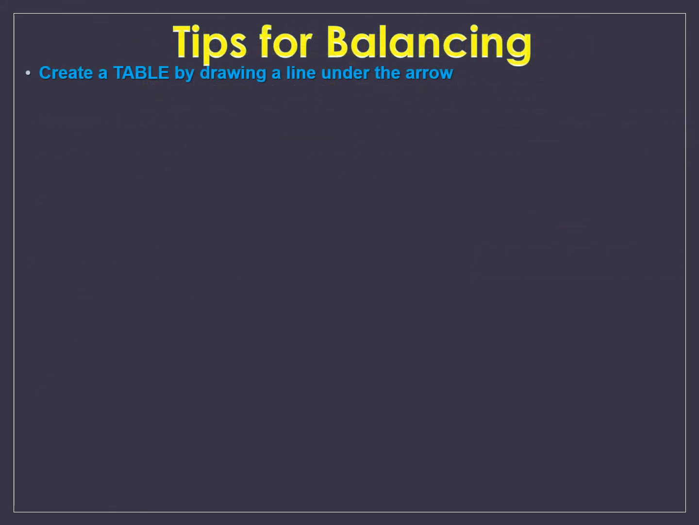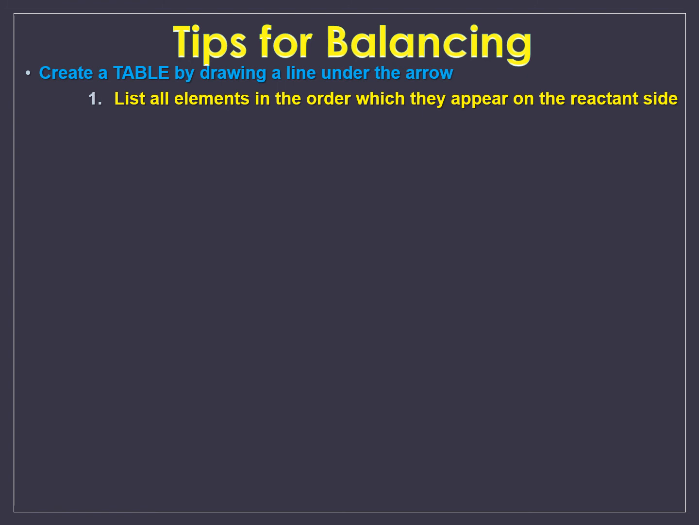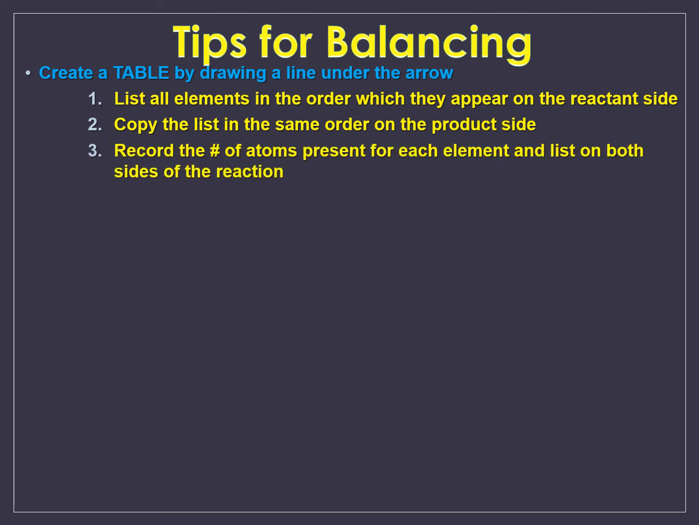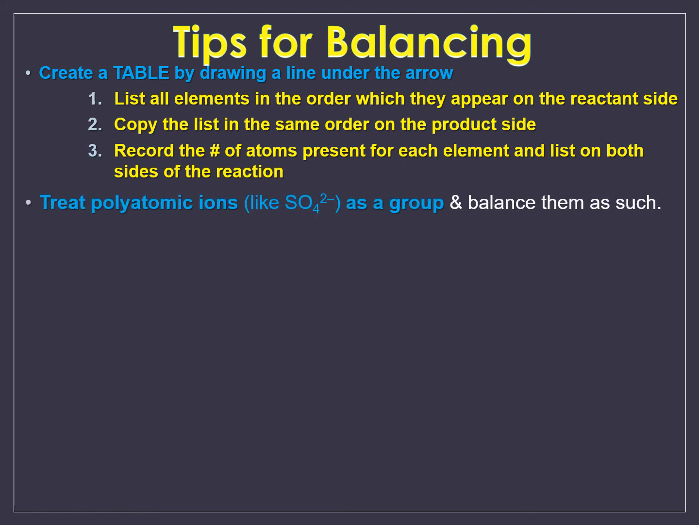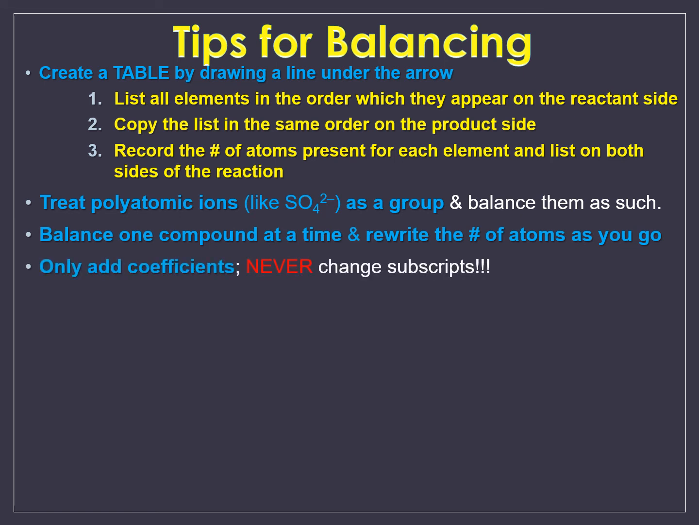There's a few tips that we recommend for balancing chemical equations. The first is to create a table by drawing a line under the arrow in your chemical equation. We're going to list all of the elements in the order which they appear on the reactant side. We're going to copy the list in the same order on the product side, record the number of atoms present for each element listed on both sides, and then balance. Polyatomic ions, I want you to keep them as a group. I'll show you an example in just a moment. And we're going to balance one compound at a time and rewrite the number of atoms as we go.